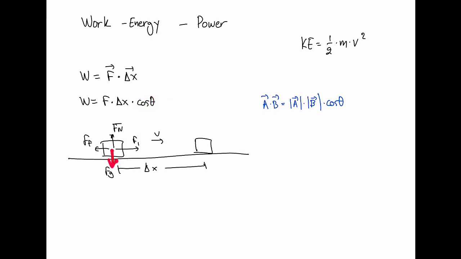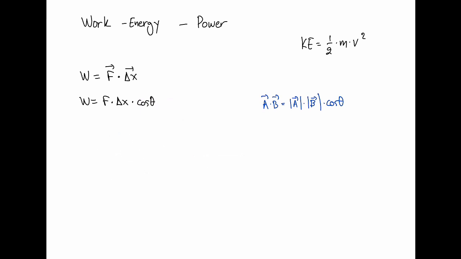But for the force of gravity and the normal force, because they act perpendicular to the distance, the angle is 90 degrees. This means that the cosine of 90 degrees is 0, so the normal force and the force of gravity in this case do not provide any work to this object. And the force of friction is opposite to the displacement, so they form 180 degrees. If we apply cosine of 180 degrees, we find the value of negative 1. This means that friction in general provides negative work. It removes energy from the object.